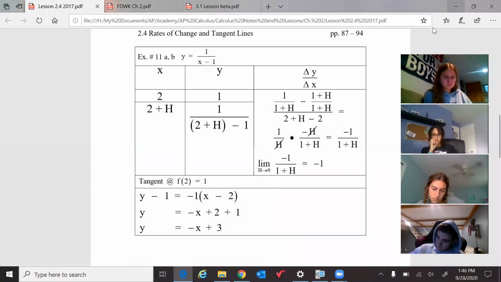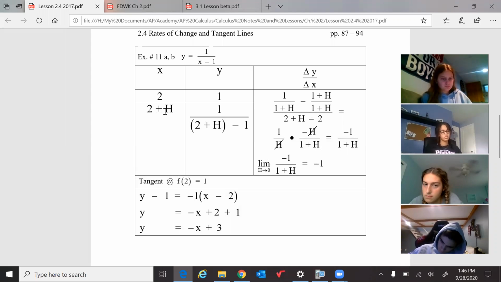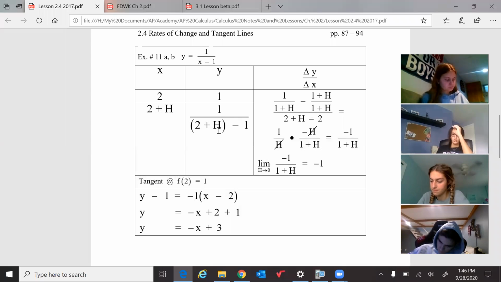So now I want to quantify it. So I say, here's the point that I'm given. I'm given x is 2. If I put 2 in the function, I get 1 over 2 take away 1, which gives you 1. Then you replace 2 with 2 plus h. So I replace this x with 2 plus h. And I'm going to subtract up.